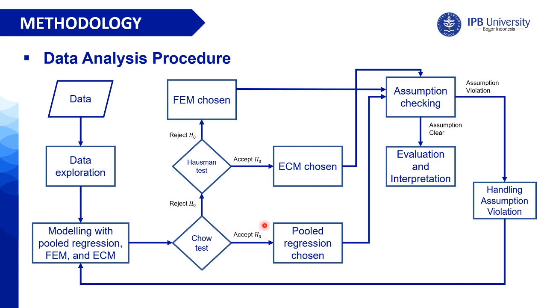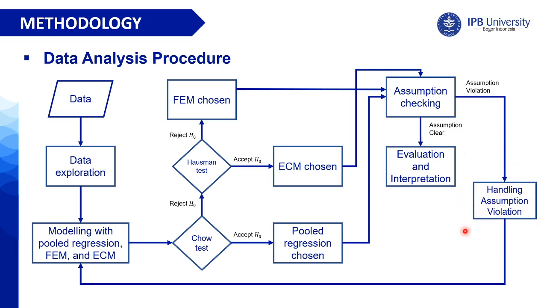If the result gives accept null hypothesis, then pooled regression is chosen. But if not, perform the Hausman test. If in the Hausman test the result gives accept null hypothesis, then the error components model is chosen. But if not, the fixed effect model is chosen. And then assumption checking. Assumptions to be checked are normality, heteroscedasticity, autocorrelation, and multicollinearity. With the assumption violated, we must handle the assumption violation by modification or transformation.